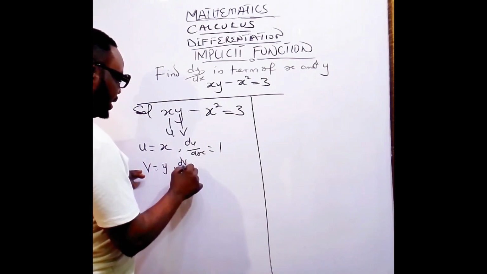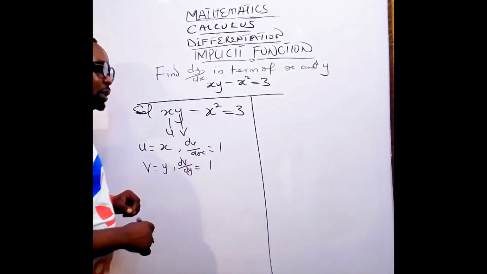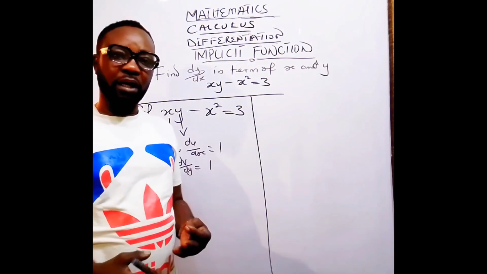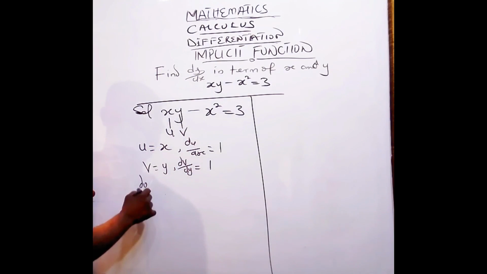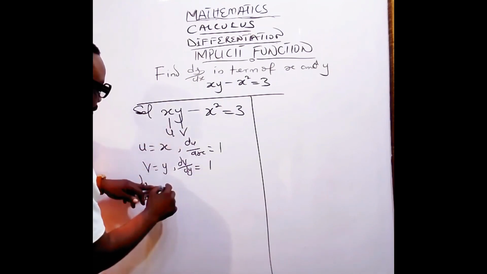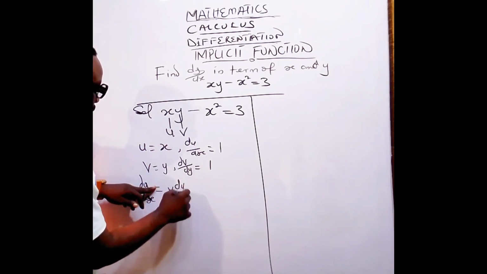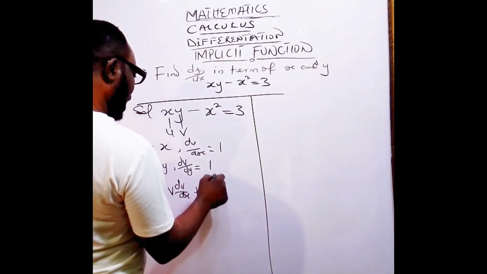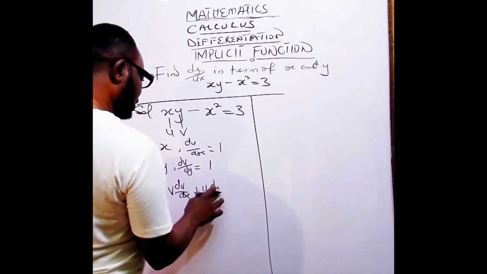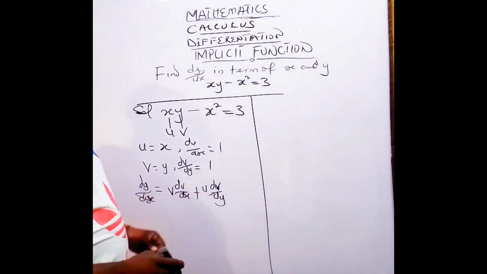The dv/dx, for the y, will be equal to what? Will be equal to dy/dx as well. Now, I can conclude by saying that d(uv)/dx is equal to v du/dx plus u dv/dx, because this is the dy/dx that we have here now.